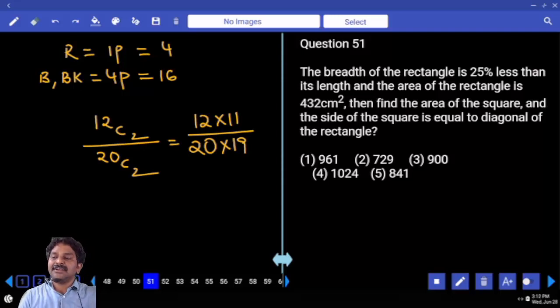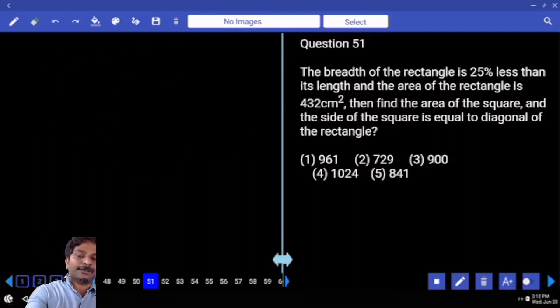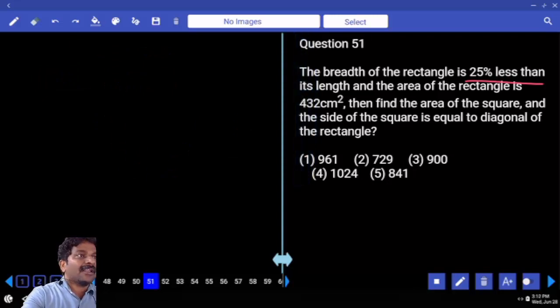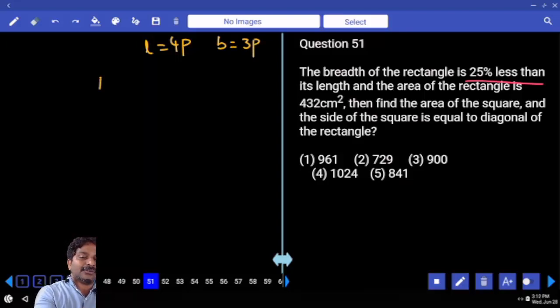The breadth of the rectangle is 25% less than its length, and the area of the rectangle is 432. 25% fractional value, 1 by what? That means we'll start with length as 4 parts. 25% of it is 1 part. 1 part less, that means breadth is equal to 3 parts. Area, in the sense length into breadth, is equal to 12p square, which is equal to 432. 12 3 times and then 6 times. From this p is equal to 6.